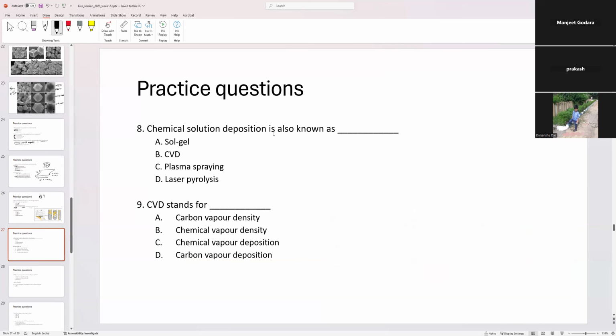Chemical solution deposition is also called the sol-gel method. CVD is chemical vapor deposition. Again, a technique to grow nanomaterial.